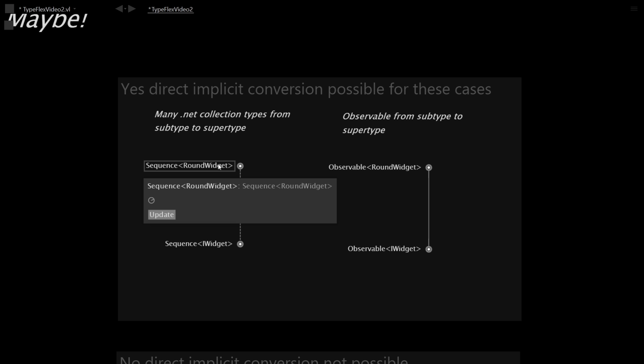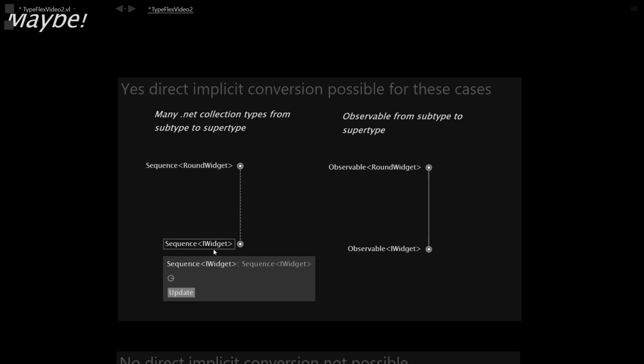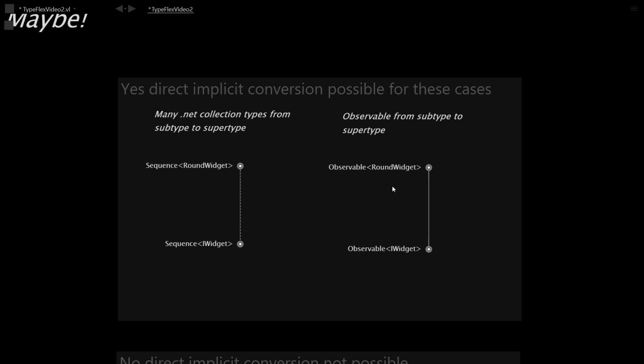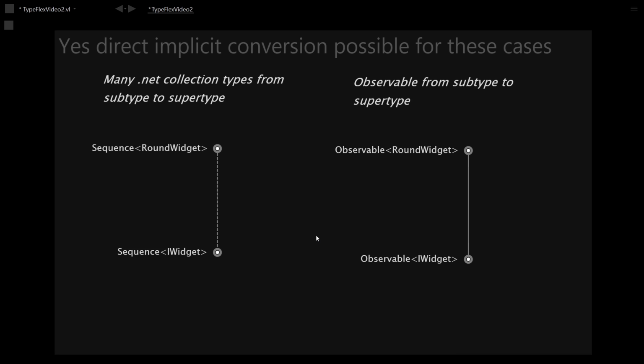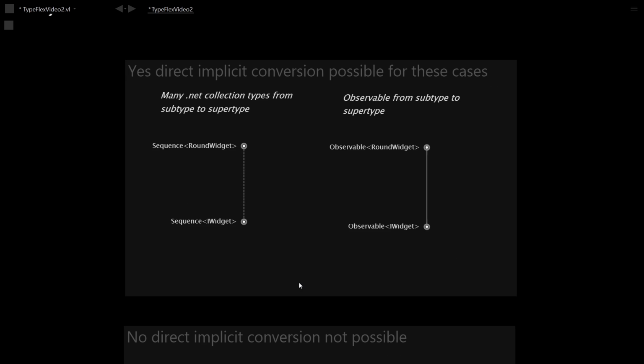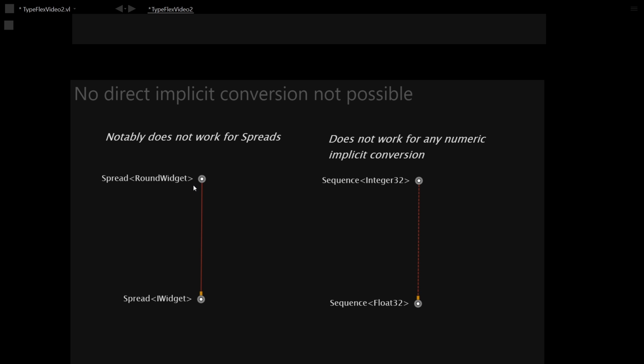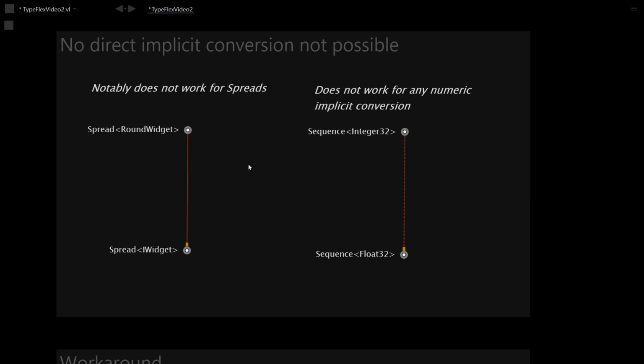So you remember RoundWidget is the subtype of IWidget, because RoundWidget implements the interface IWidget. So you can just connect those directly. And the same with observable RoundWidget and observable IWidget. That's very handy, that observables will automatically upcast like that. However, direct implicit conversion is not possible with some other cases. Spreads: it works for sequence, but it doesn't work for spread.